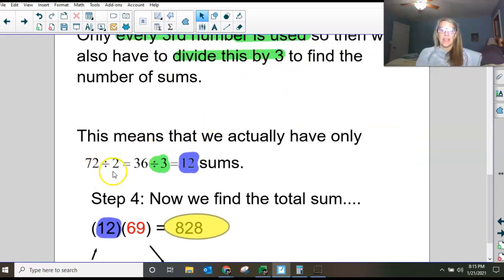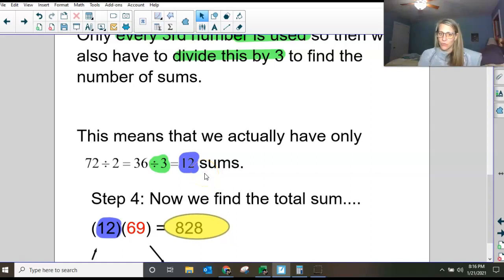The first thing we're going to do, and actually you can do this in any order you really want to, is we're going to take 72 and divide it by 2. So we're going to cut it in half, remembering that we're pairing them up. So that's why we're dividing by 2, because we're thinking about those pairs. And we get 36. So that means there's that many pairs between 9 and 60. Okay? But now it's only using every third number. So that's why we have to divide it by 3 as well. And we get 12 total sums.